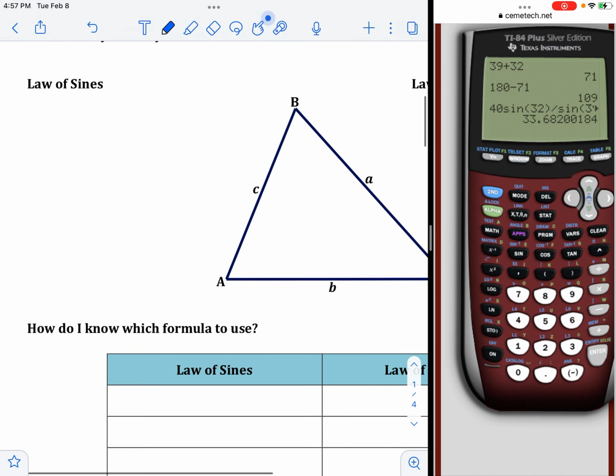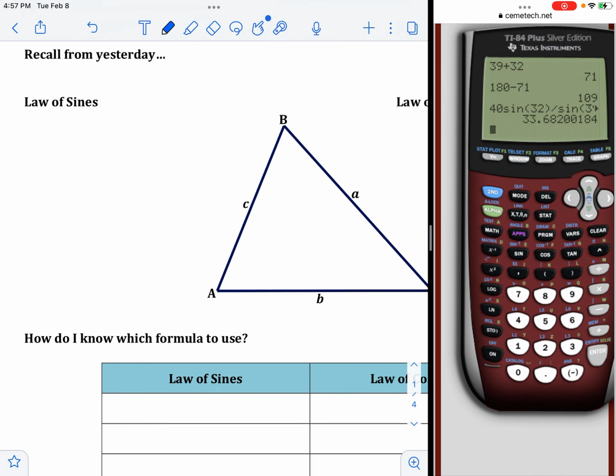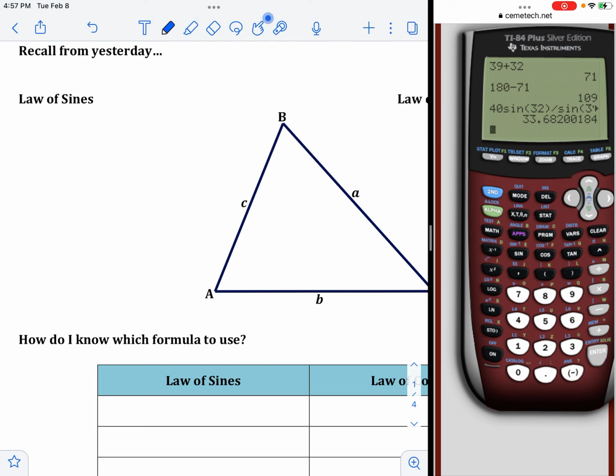Okay, so now let's recall what we learned yesterday. Yesterday we learned the law of sines, and we also talked about the law of cosines but didn't use it. We learned the law, we just didn't use it. So let's rewind and think of that.